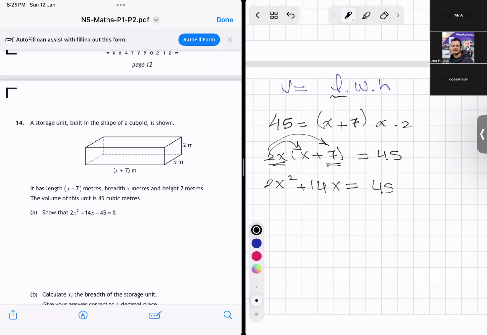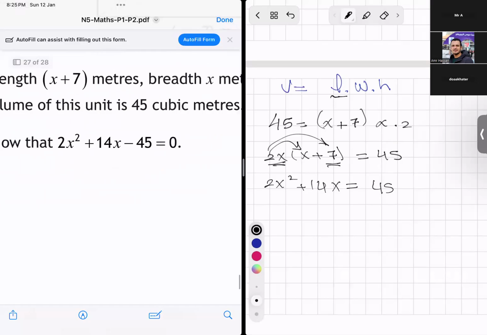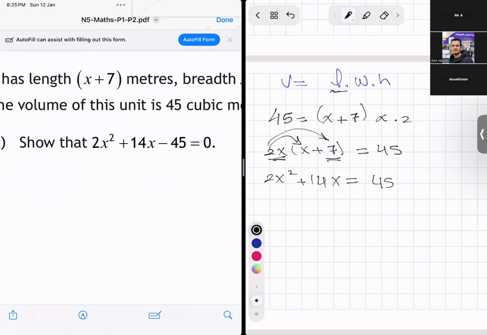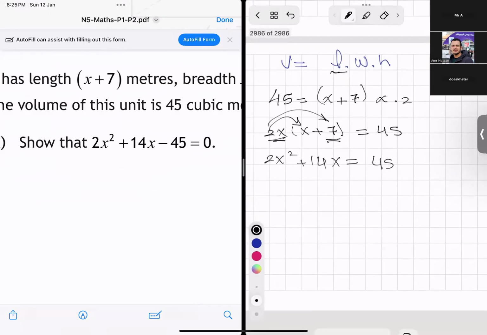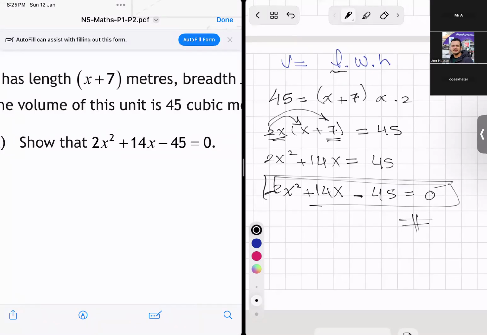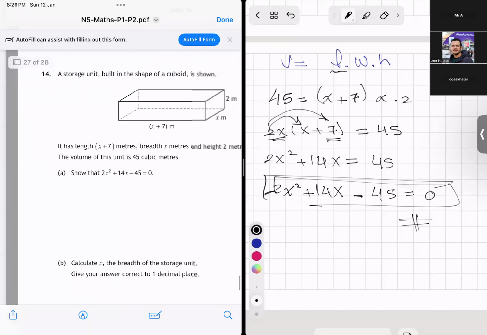We are trying to prove this one, right? Which makes sense. I need to move 45 from the right-hand side to the left-hand side. Remember that we need to change the sign. We need to turn it into negative, right? Yeah. So tell me, 2x squared plus 14x minus 45 equals 0. I already proved it, right? Yeah. I guess the same.